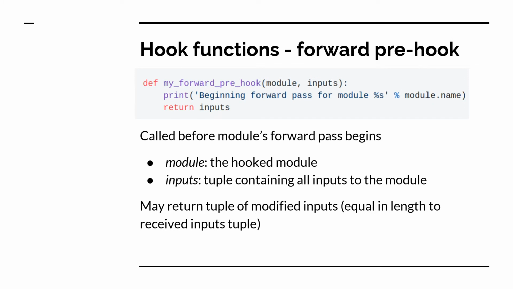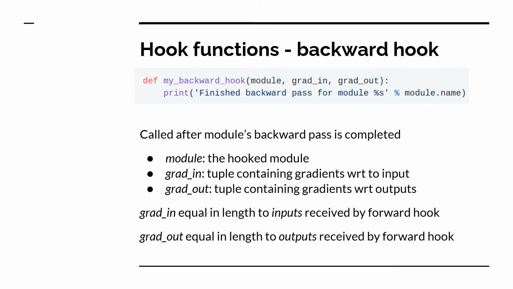The forward prehook is called before a module's forward pass begins. The function is passed the module and the input that it is about to receive. The function has the option of modifying the input and returning it, in which case the module will operate on the modified input during its forward pass. The backward hook is called after a module's backward pass is complete. The function is passed grad_in and grad_out variables that correspond to the gradients with respect to the inputs and outputs of the module's forward pass, respectively.